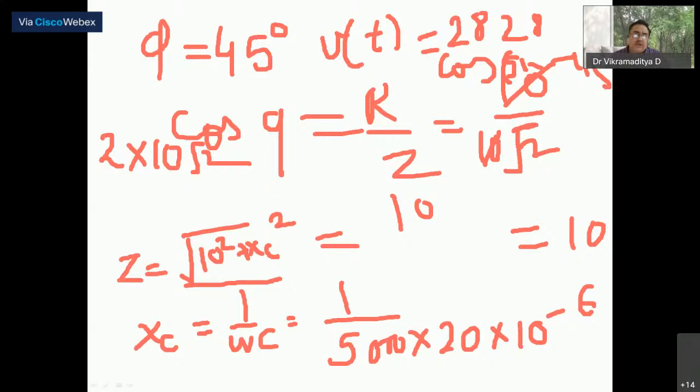Though I have explained it, I have taken more than 2 or 3 minutes. But once you practice it, it is a question of simply 1 minute. Okay, so not 28, it is 28.28. So option 1 is the correct answer.